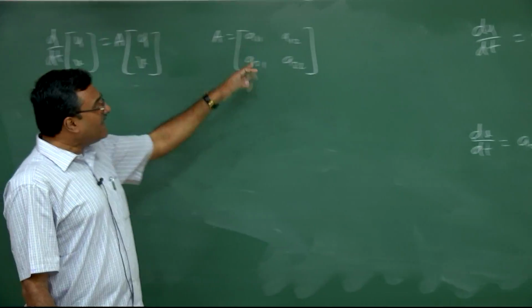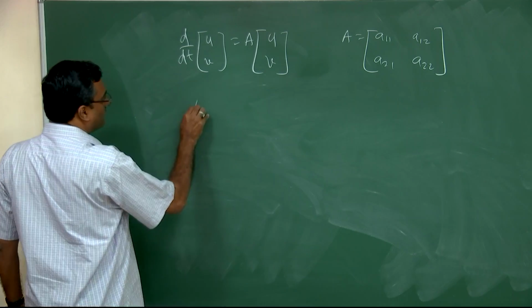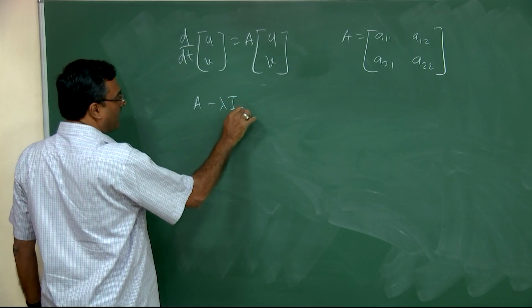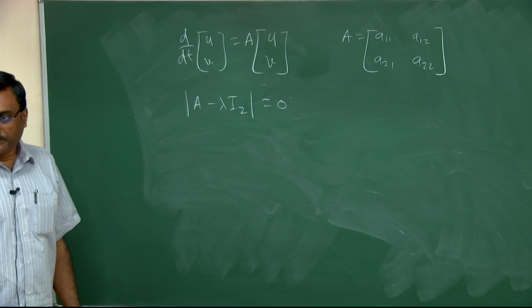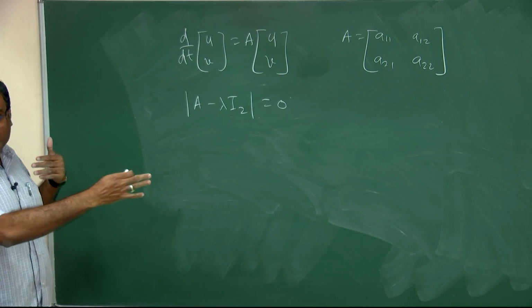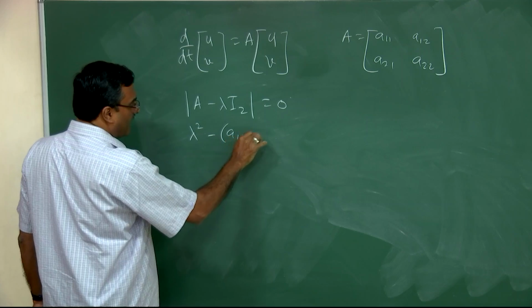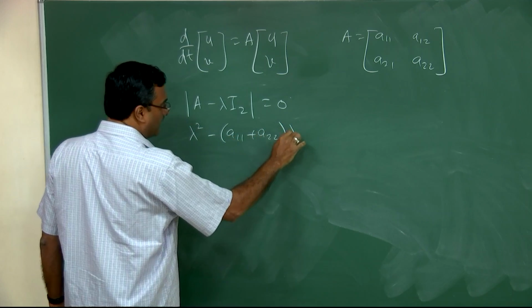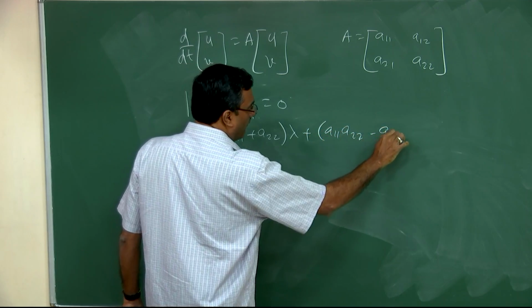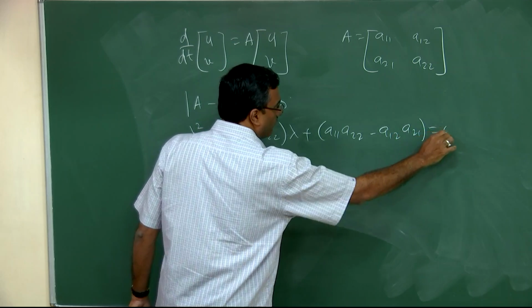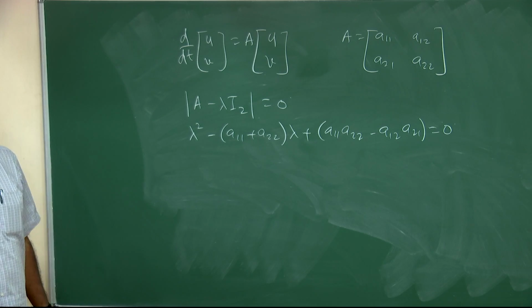Now eigenvalues are actually roots of the characteristic equation, that is, the determinant of A minus lambda I2 is equal to 0. If you expand this, then you will have lambda square minus (a11 plus a22) multiplied with lambda plus (a11 a22 minus a12 a21) equal to 0. So this is your characteristic equation.